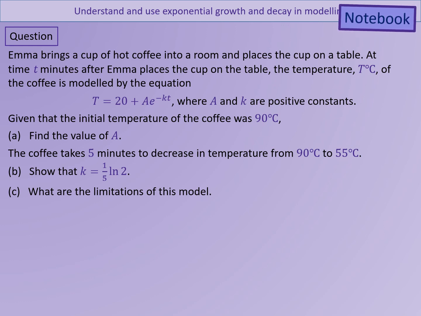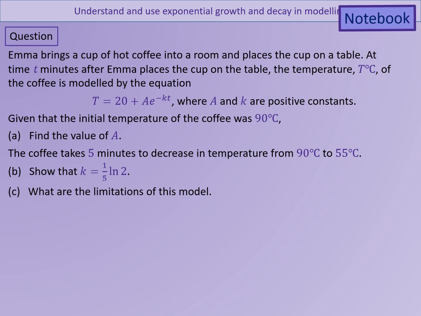Okay, so we've got Emma. She's got a hot cup of coffee in her room. She places it on a table, and after t minutes, the temperature of the coffee is modelled by this equation. You can see that this equation is an exponential function. We've got a negative power, and we will have a look at what effect that negative power has. We are also told that a and k are positive constants. What we mean by that is once we've found the values of a and k, they cannot change. So constants can't change their value once we've found them.